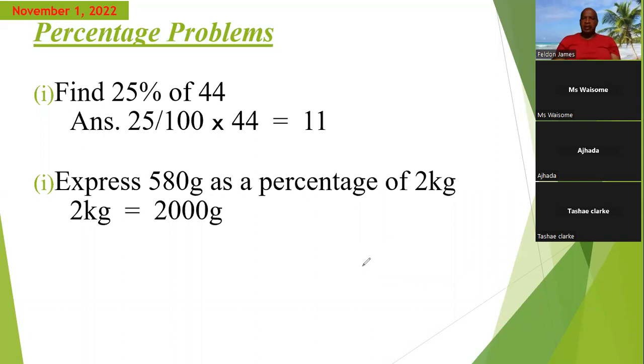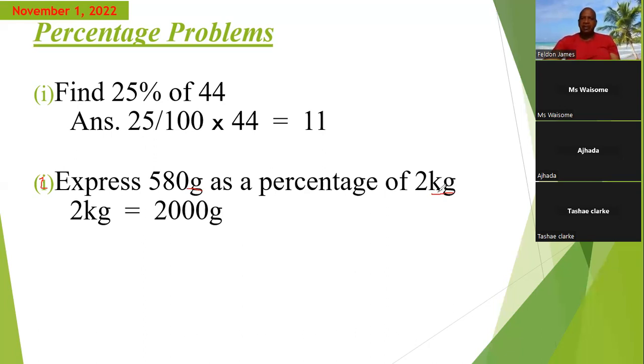All right, so welcome back, guys. As I was saying, we were looking at the second question. So, according to what Ms. Grayson was saying, in order to write 280 grams as a percentage of 2 kilograms, we need first to get the units common, right?